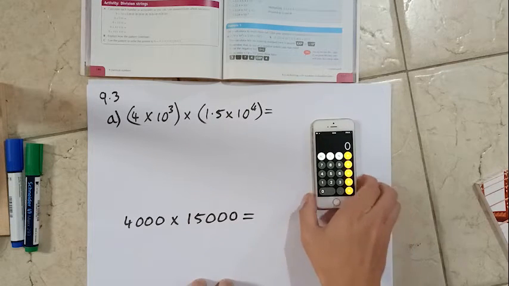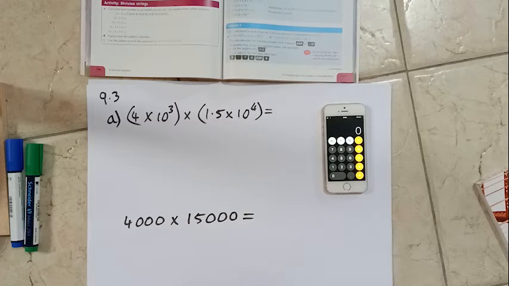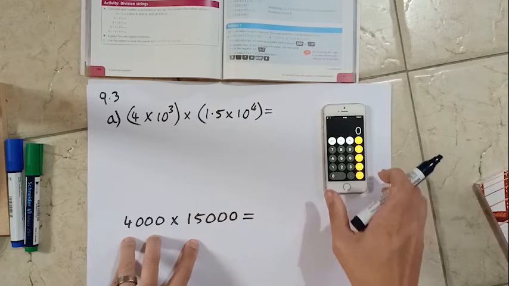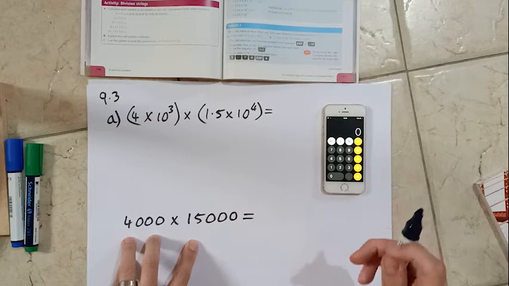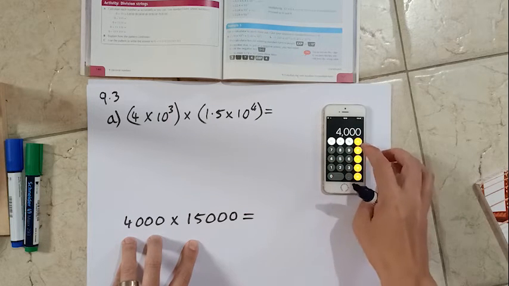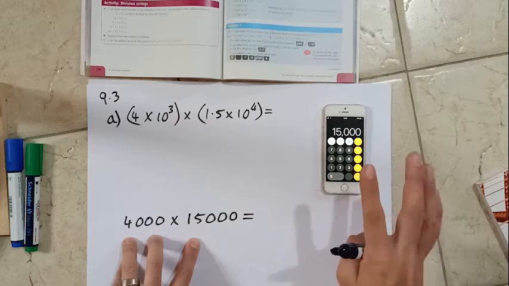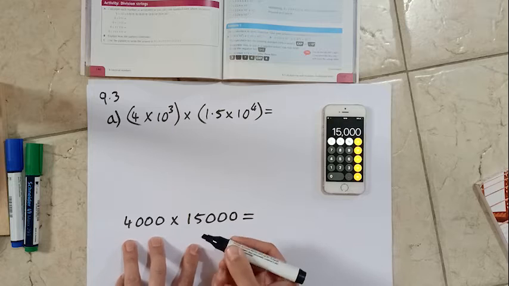Okay, got myself a calculator. Now, hopefully you don't actually need a calculator. You can perhaps do it in your head, but some of you might want that reassurance. So if I was to do 4,000 times 15,000, now before I press equals, let's just think about this in our heads.